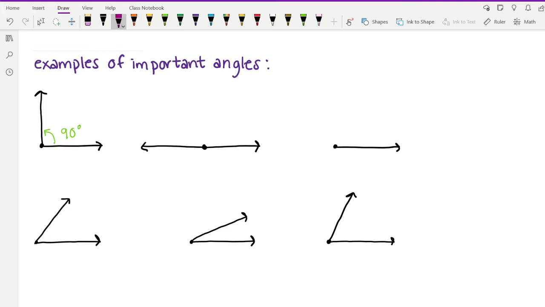This next one, if you have an angle where it's all the way open, so kind of just like a straight line, this would be a 180-degree angle.